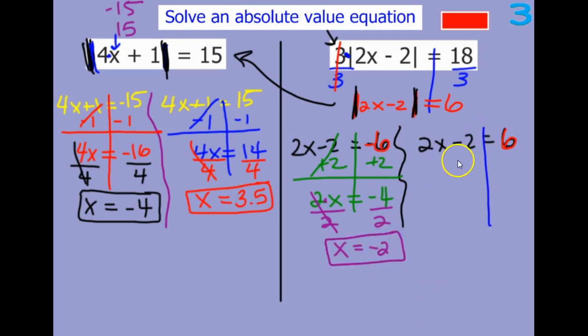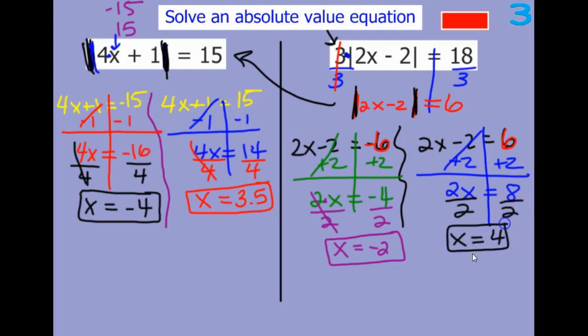Same thing here. I need to add 2 on both sides. So 2 minus 2 is 0. That goes away. I have 2x. And 6 plus 2 is 8. And then divide by 2 on both sides. X should equal 8 divided by 2, which is 4.